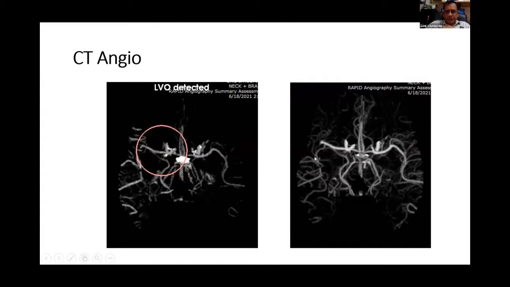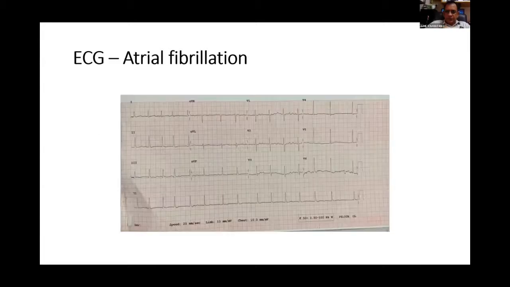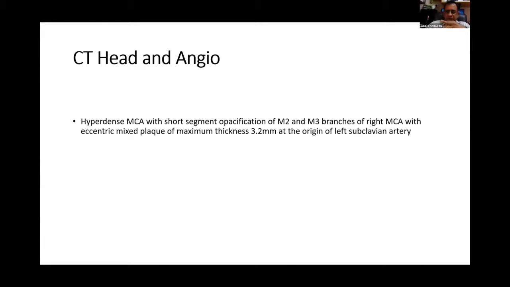Okay. Please go ahead. The CT angio showed a hyperdense MCA with a short segment opacification of M2 and M3 branches of the right MCA. It also showed an eccentric mixed plaque of maximum thickness of around 3.2 mm at the origin of the left subclavian artery. Which you are not showing, right? Yes, sir. So do you think it could be relevant to this? This was just a finding in the final report. Yes, sir. Okay.